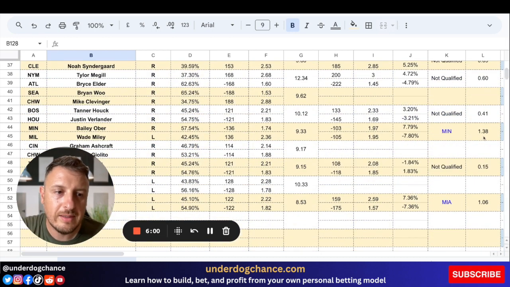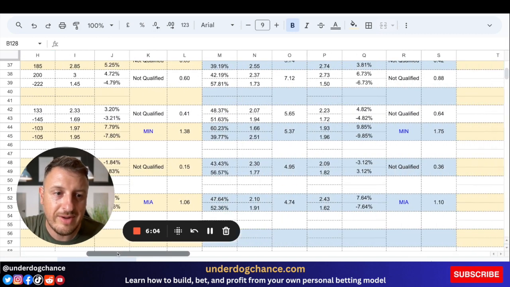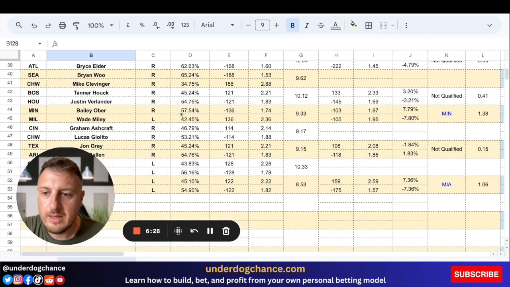There is some value with Minnesota in the full game, but I think the better value is with Minnesota first 5 innings. So this would be my favorite play. Based on my projections, Minnesota should be at 1.93 or minus 107. Those are bookmakers' odds, and my odds are 1.66. So my fair line is 60.23%. So there is value with Minnesota.